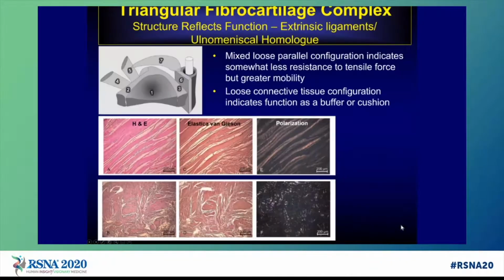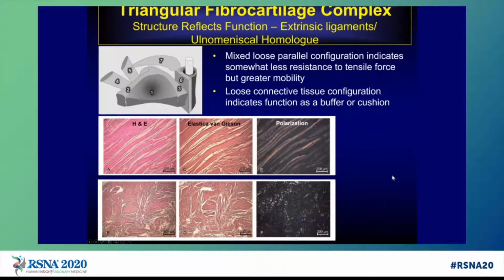Well, let's move now to the histologic appearance of another component of the triangular fibrocartilage complex, that of the ulnomeniscal homologue, shown by number 7 in the diagram. As you look at the histologic preparation, I think it gives you a really vivid idea, a picture in your mind of how different this tissue is. Rather than that densely packed collagen, now we see that it's very loose in configuration with spaces that exist between those collagen fibers. And now the function really makes sense to us.